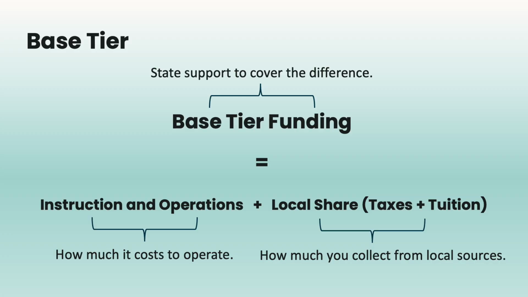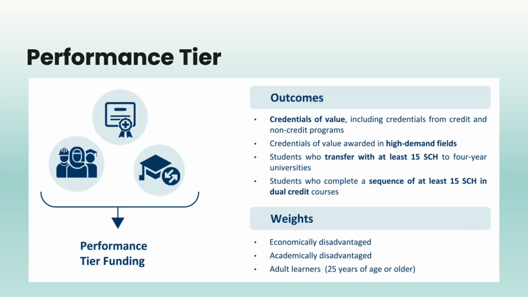Okay, so if they're saying, okay, it costs you $2 million to operate based on how many students you have enrolled, you collect $1.5 million in taxes and tuition, then we're going to cover you $500,000. That is not a real set of numbers. That is just for me to be able to do very, very easy math. Okay, so again, fewer and fewer schools are getting the base tier funding. Again, it is capped at that 5% of total state appropriations. And then just also most institutions, based on their tuition and fees, based on their taxes, are able to cover their I&O costs.